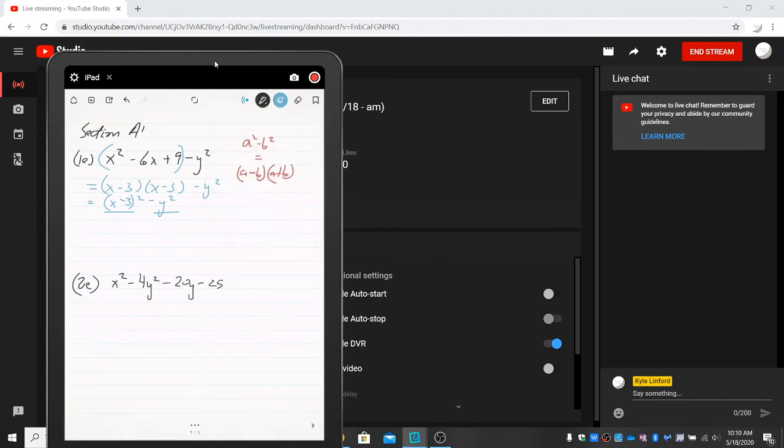Here, the A, I should write it to the side here. We're going to say A is x minus 3, and B is y. We're asking ourselves, what are the things that are being squared? Well, x minus 3 is being squared, and so is y. So if I use that formula, I would get x minus 3 minus y, and x minus 3 plus y.